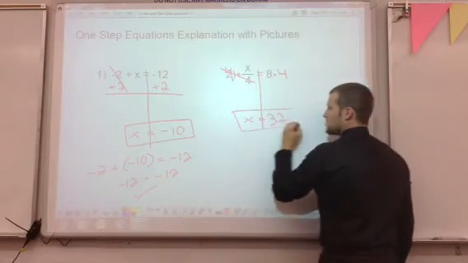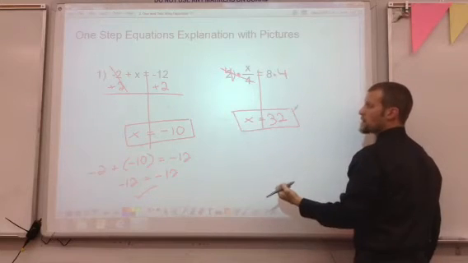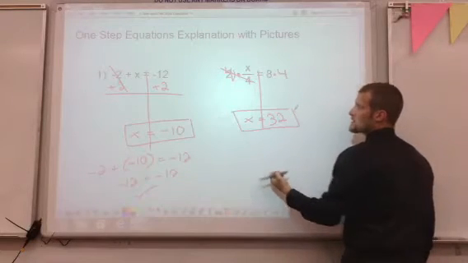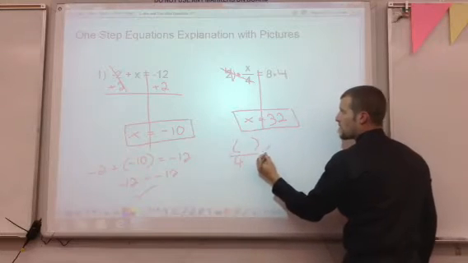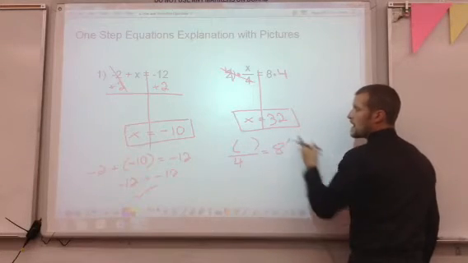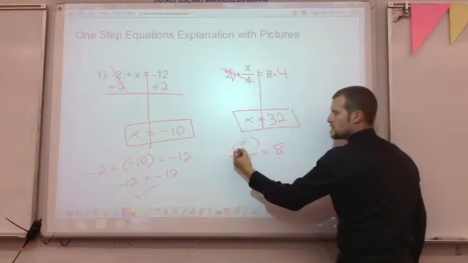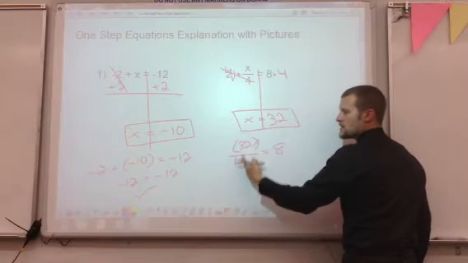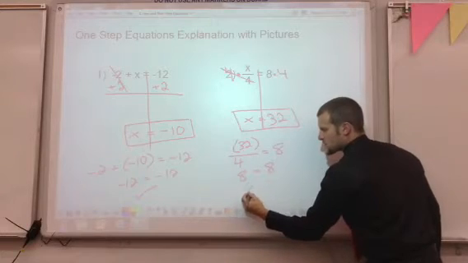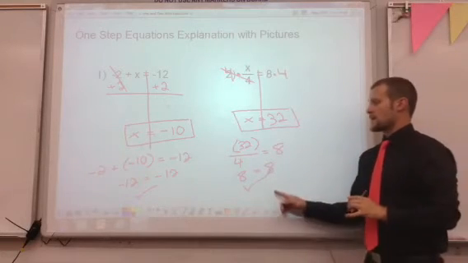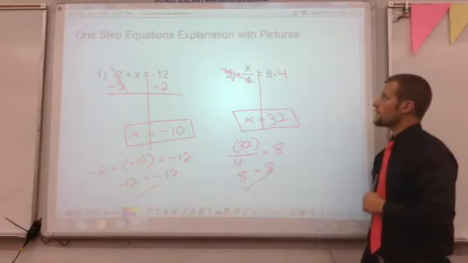And that's it. Lastly, I need to check my answer to make sure things work. So I had x divided by 4 equals 8. x is 32. 32 divided by 4 gives me 8 equals 8, which checks out. Everything works. It's good. We move on.